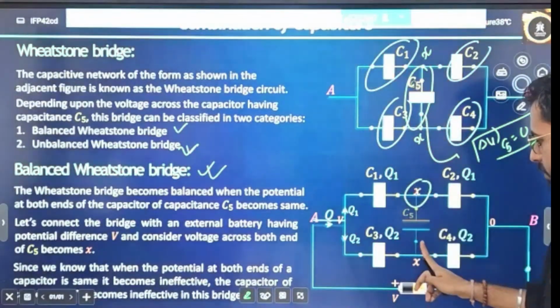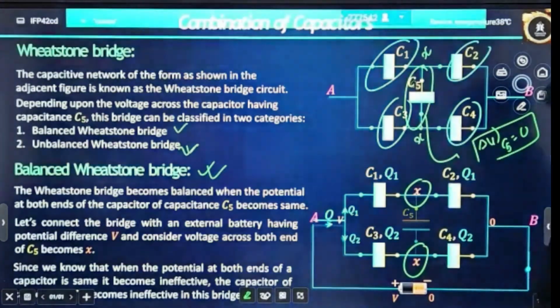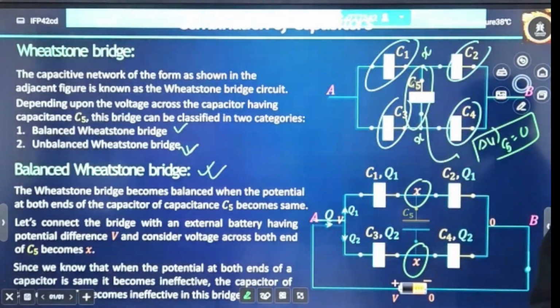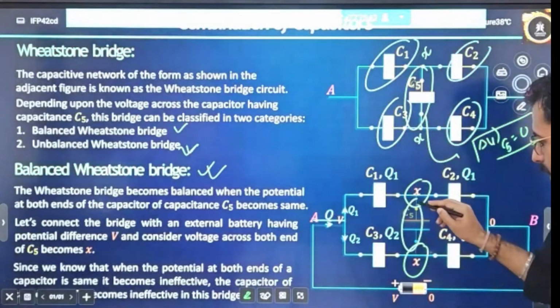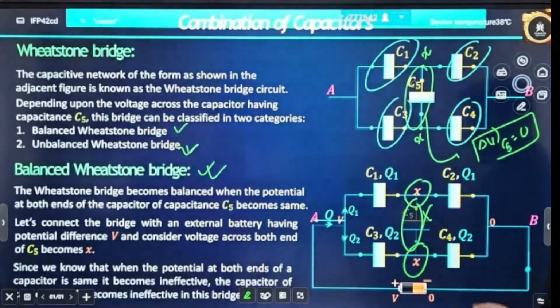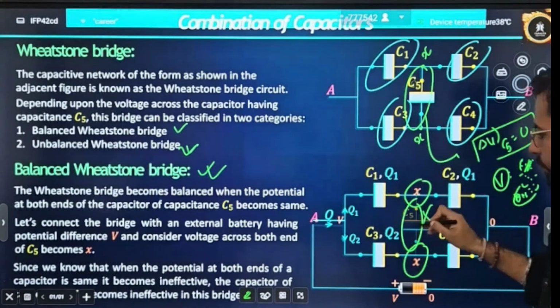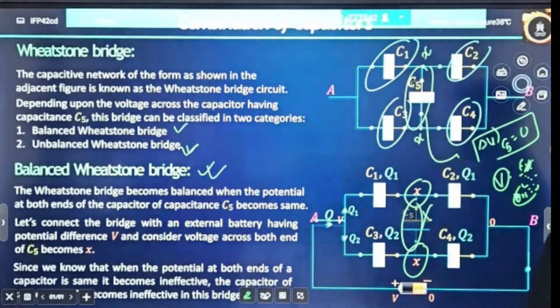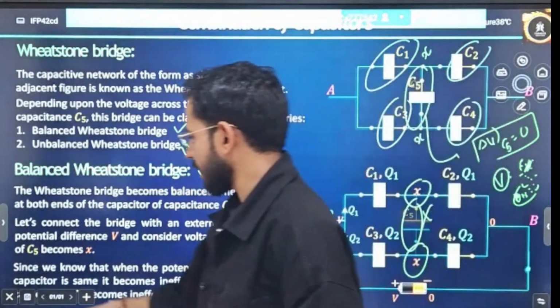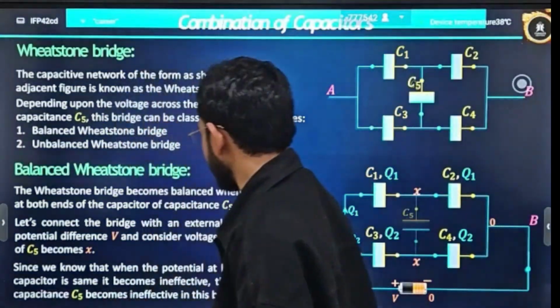If this potential is X, this potential also has to be X. That means if the potential difference is 0, this complete branch you can remove from here. It is of no use, because if you write the equation V is equal to Q divided by C, and V is 0, then the net charge present is also equal to 0. That means this is of no use. You can simply remove it from the circuit. And once you remove it, what can you write as the equation? Let's understand it next.